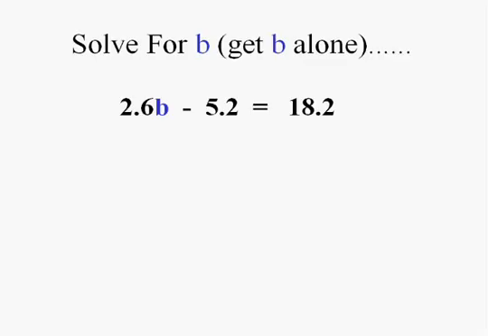Okay, let's try another here. Now we have two troublemakers, 2.6 and negative 5.2. Think about it. Which one are we going to get rid of first? We're going to follow the order of operations backwards. 2.6 is multiplying, and the 5.2 is subtracting. So the order of operations backwards would have us get rid of the addition and subtraction first. We'll get rid of subtraction with addition.